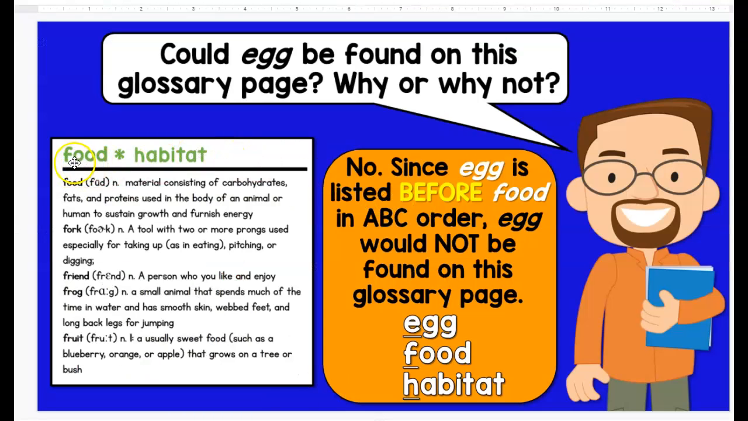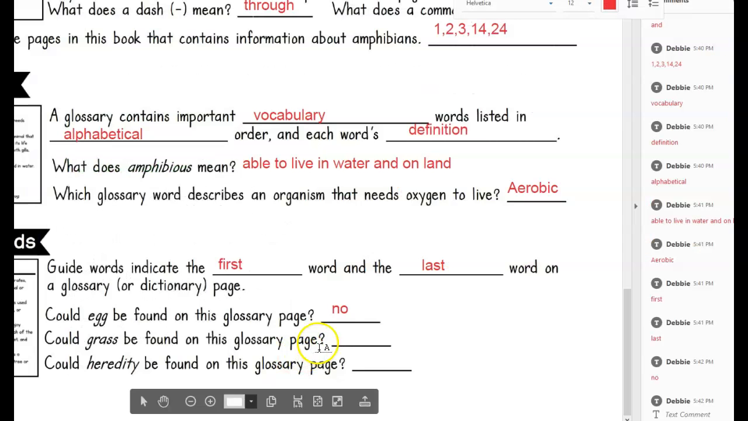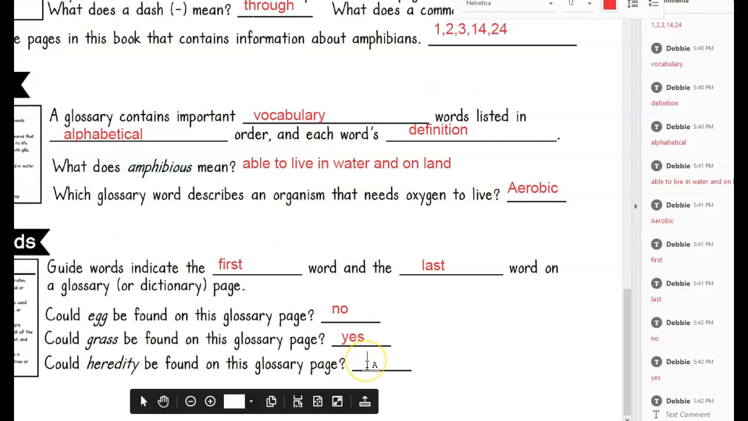A, B, C, D, E, F, G. So yes, G falls in between here, between the F and the H. So grass would be, since grass is between, it would be a yes. So yes. Could heredity be found on this page? Let's go back. H-E, and this says H-A. So no, it would not. So then we go to no. That was page 1. Now we're ready for page 2.